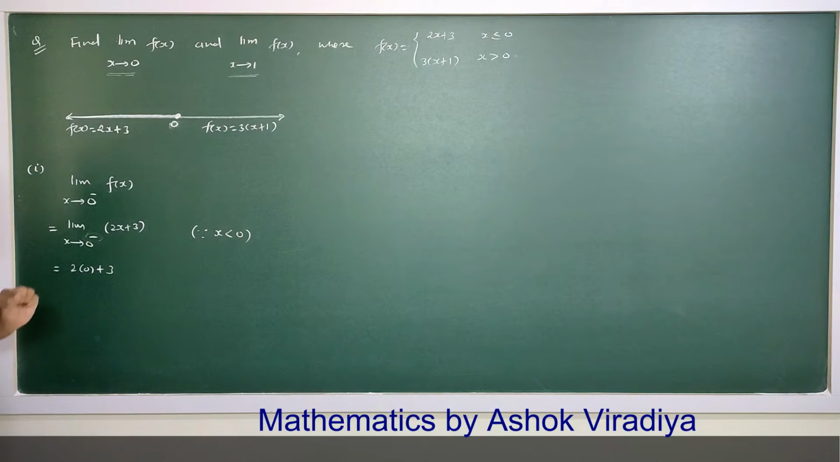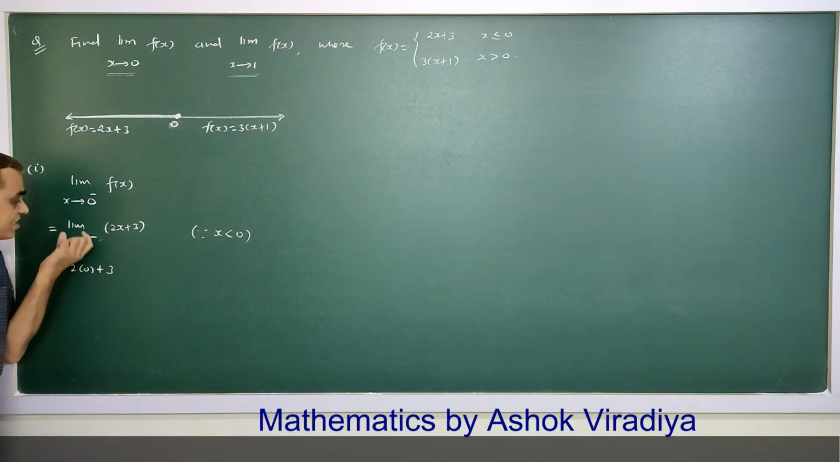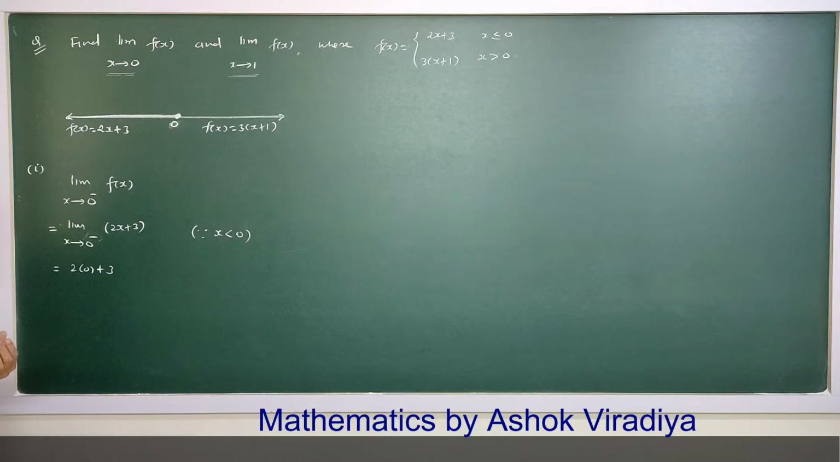See, whenever we keep the value of x in the expression, we don't write this lim, limit. This symbol we do not repeat. So continue this symbol till you get the simplest form of the function. Now this is 3.